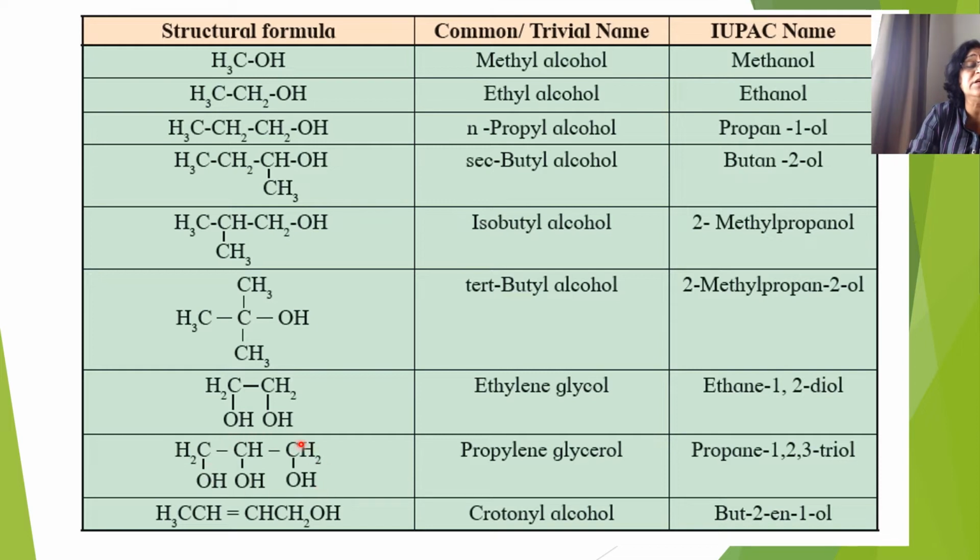Then this one, 1, 2, 3 carbons holding OH. So polyhydroxy. This is glycerol. Sorry, glycerol. And the IUPAC name will be propane 1,2,3 triol. Then this one, 1, 2, 3, 4. The common name is allyl alcohol, and the IUPAC name will be butene, and so on, 1-ol. Clear?